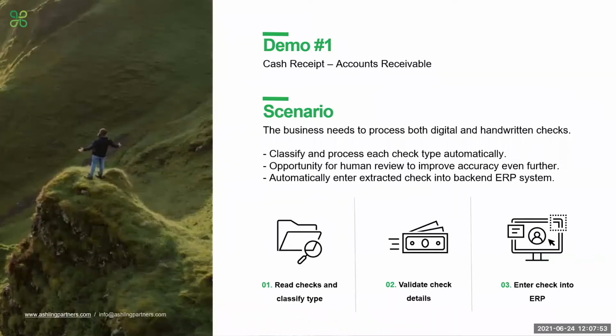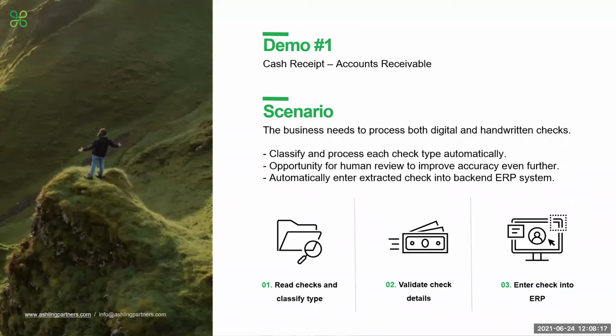The first demo that we're going to look at today is a cash receipt app. And it's more on the AR side of the business, which really allows a team to process digital or handwritten checks faster than ever. Digital is going to get processed automatically. So these are like, created checks by computers, right? While handwritten checks need to be validated because there's going to be a handwriting situation that we have to overcome there.